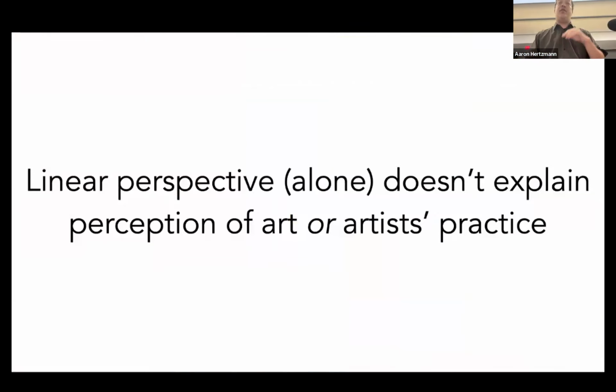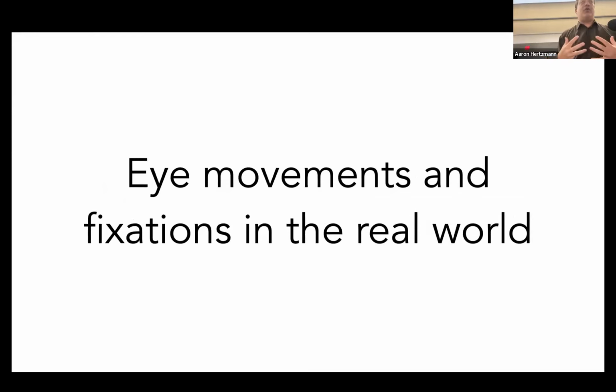So in short, linear perspective alone, at least in the sense of a single linear perspective model with a single center of projection, doesn't really explain either how we as humans perceive art or how artists work. And so in short, it's incomplete as a theory, or unsatisfying. Now I want to suggest an alternative theory or an extension, if you will, of this idea. And I want to first motivate it by some relatively recent information about how eye movements and fixations work in the real world. We've known for a long time these things are important, but we're just starting in the past decade to really understand just how important they are to human visual perception.